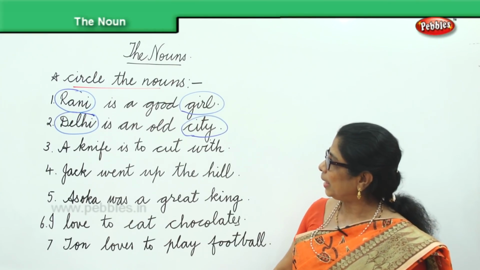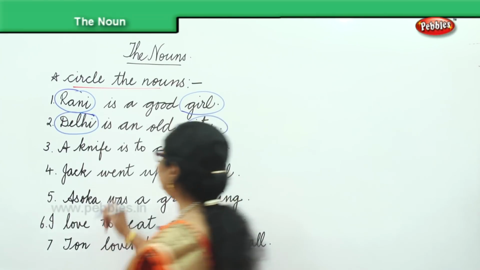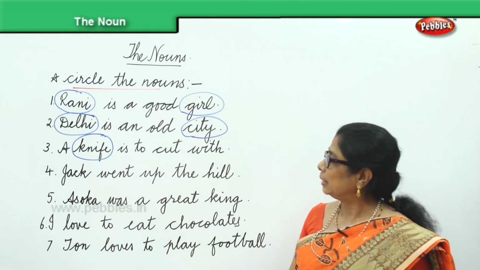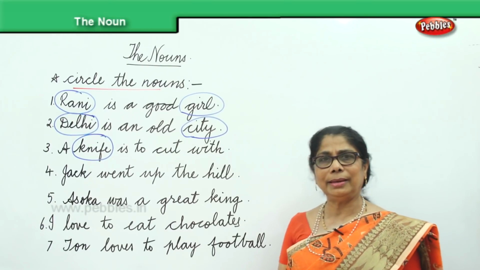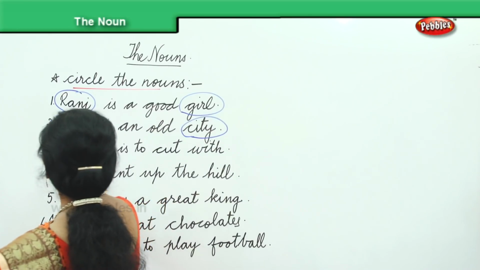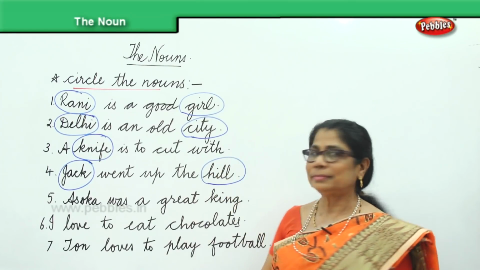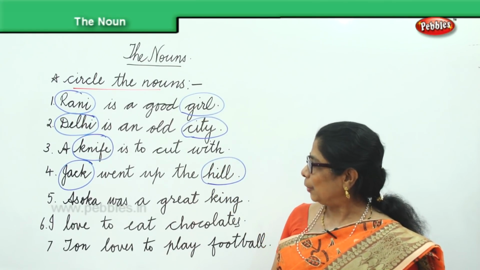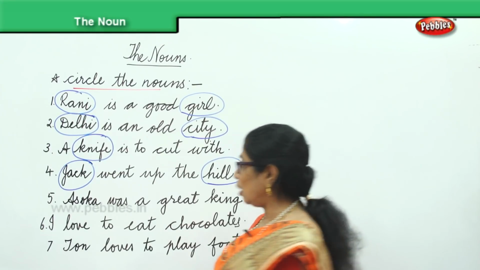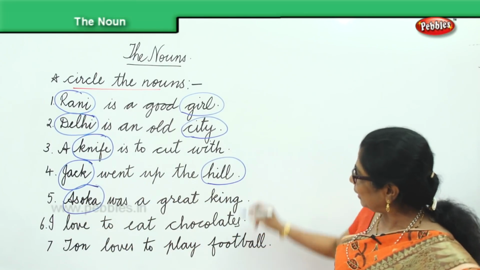In the third sentence we have a knife is to cut with. Yes, knife is a noun. That's all. Jack went up the hill. What is the noun there? Yes, very good. Jack is a noun. What else? Hill is a noun. What else? Now, fifth one. Ashoka was a great king. Ashoka is a noun. Good. Then what else? There was a great king. King is also a noun.